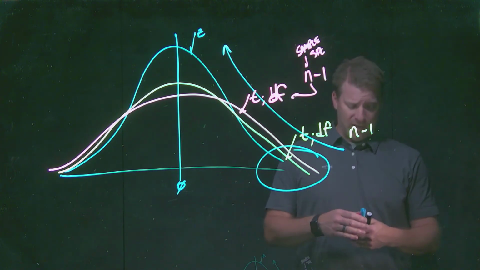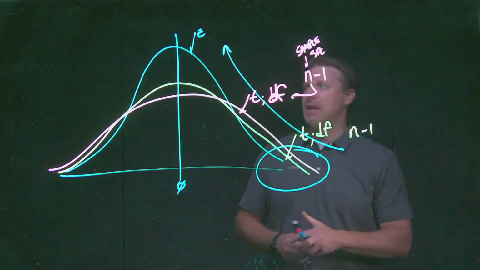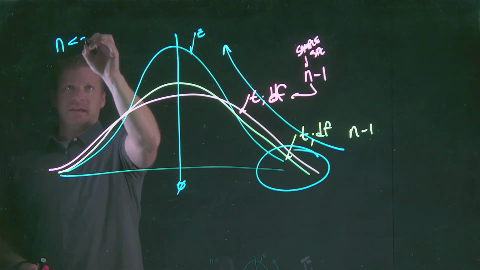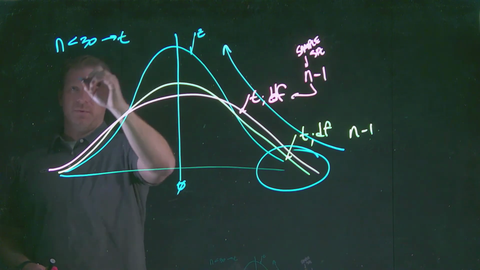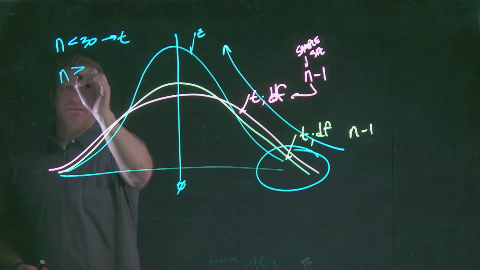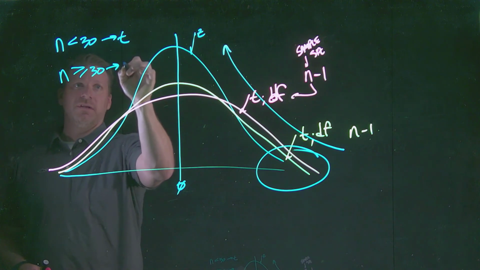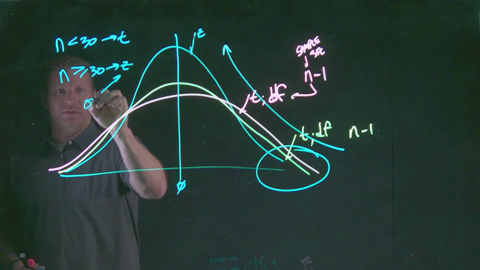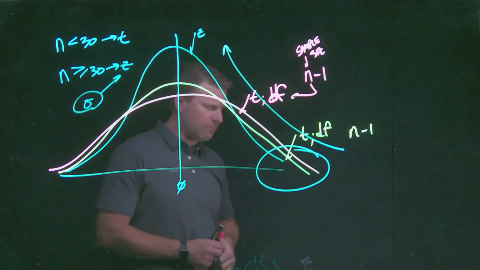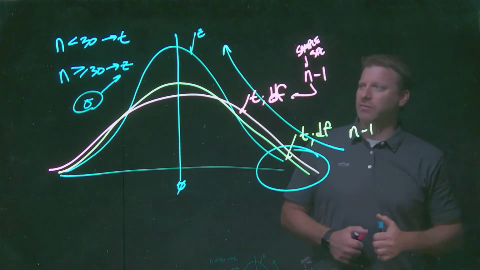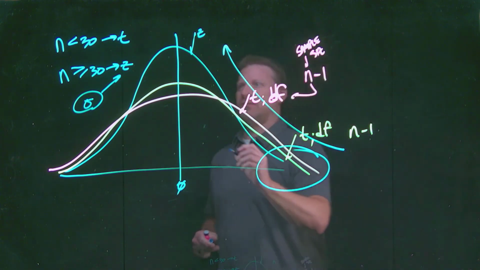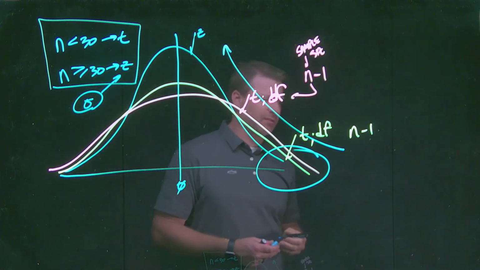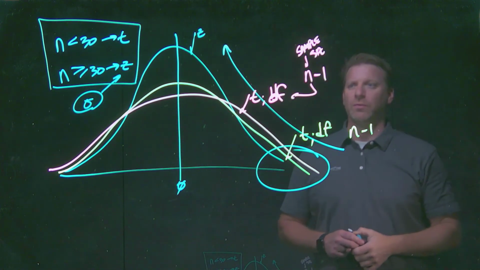For us, our guideline will remain for BA 254 that if our sample size is less than 30, we're going to use a T distribution. If our sample size is greater than or equal to 30, we're going to use a Z distribution. We can also use the Z distribution when the population standard deviation is a known value, right? That one supersedes our sample size. But just to be clear and objective, this is what's going to tell us which one of these distributions to use.